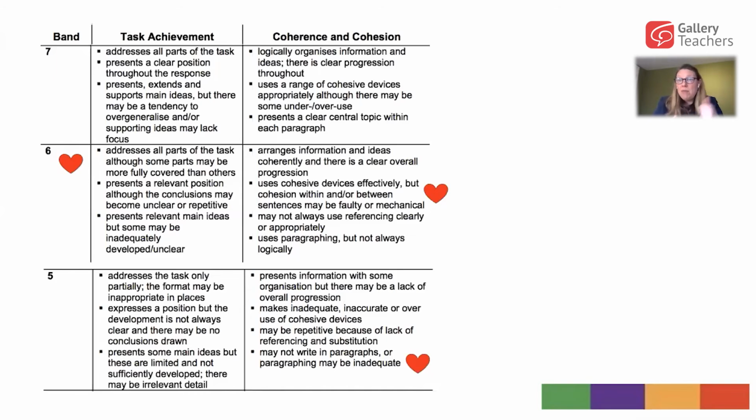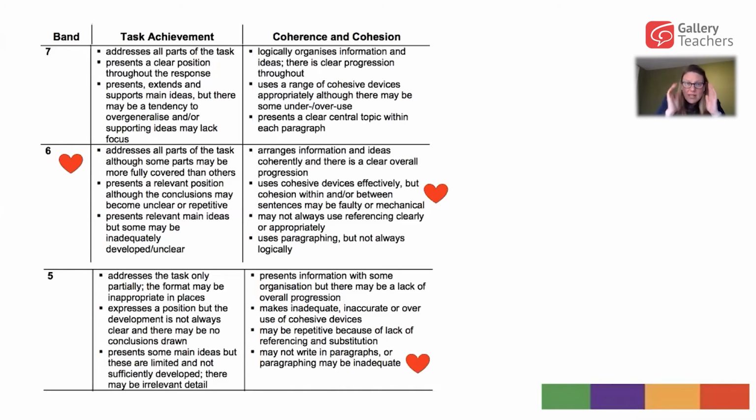They have to have a position, so a point of view that is clearly expressed and is coherent. It doesn't change, okay? If they don't give the right level of balance to all sides of the argument, then they will not be able to progress beyond a 6, okay? They won't be able to progress up to 7, which is where they address all parts of the task and they present a clear position throughout with the right kinds of levels of extension. Okay, so that is a real key difference there.